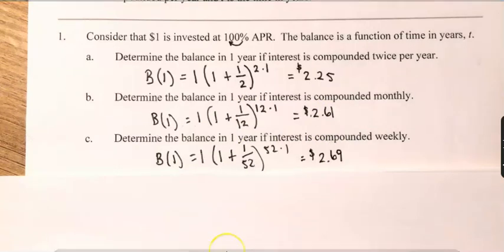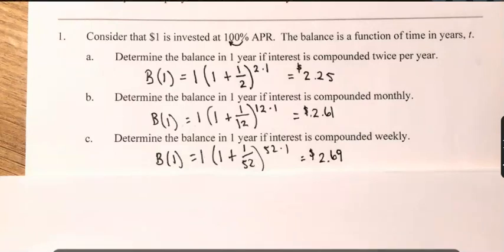In part C, determine the balance in 1 year if interest is compounded weekly. Well, there are 52 weeks in 1 year, so the 12 now is changed to a 52 because that's the number of times compounded each year, and the 12 up here is now a 52. So that gave us $2.69. So it did not increase quite as much from monthly to weekly.